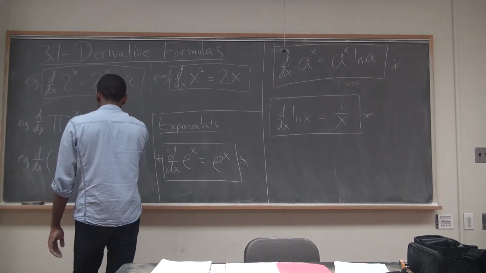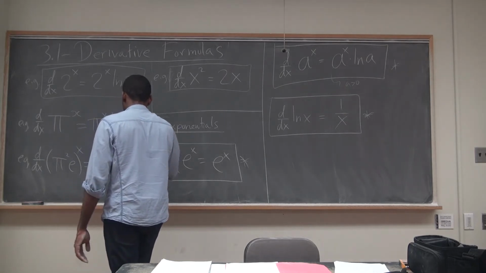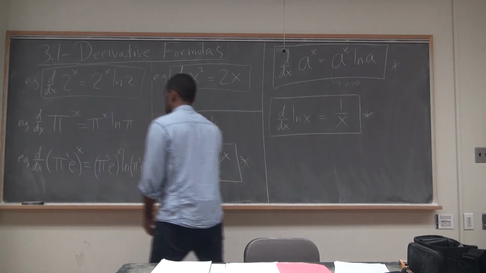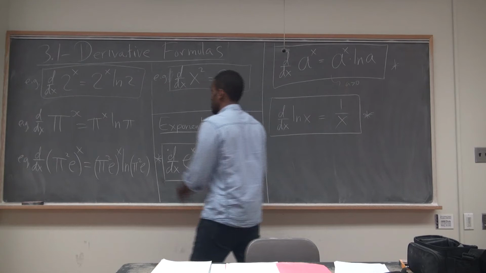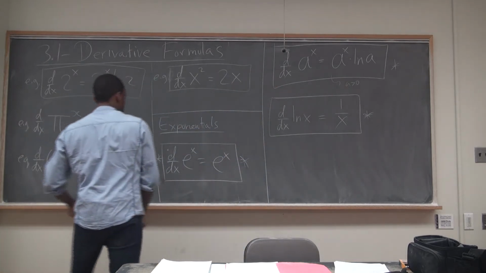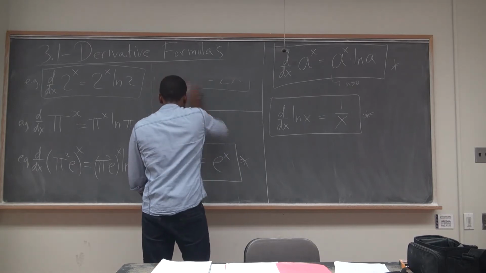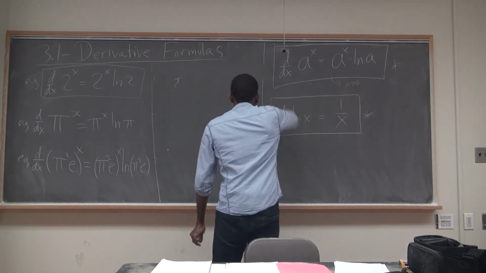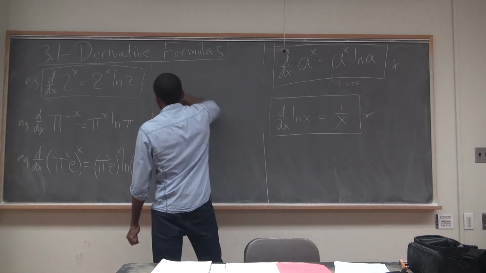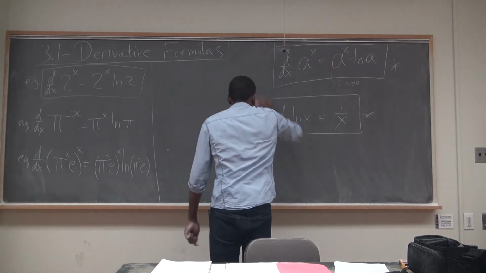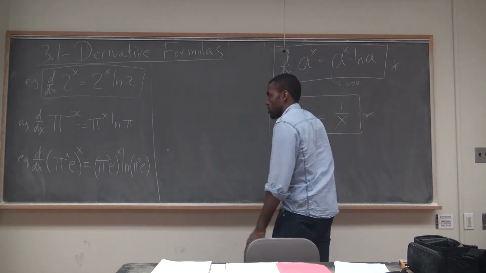Pi squared e to the x times ln of pi squared e. Doesn't matter once it's a constant. That's the rule. Doesn't matter how scary it looks, figure out when something is a constant versus a variable, and then find the rule that applies to that form.